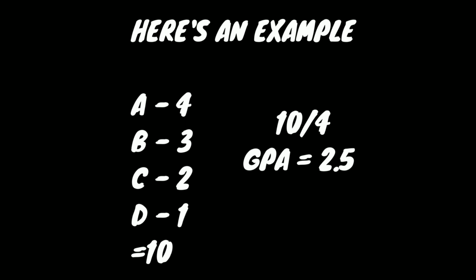All right, now let's try this again with another set of grades. This time I made an A, a B, a C, and a D. And after we tally everything up, add up all of our points, we get a total of 10. And I took 4 classes, so I'm going to divide 10 by 4. And now my GPA is a 2.5.